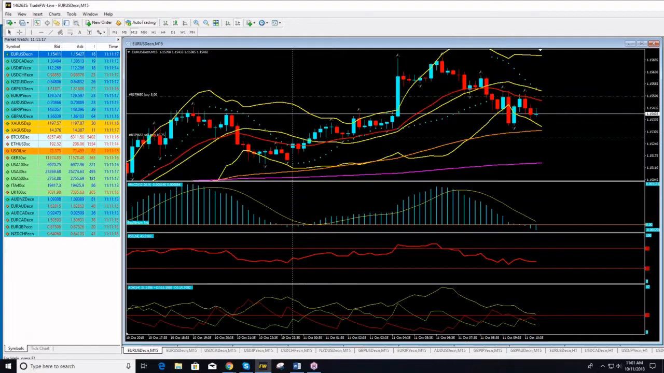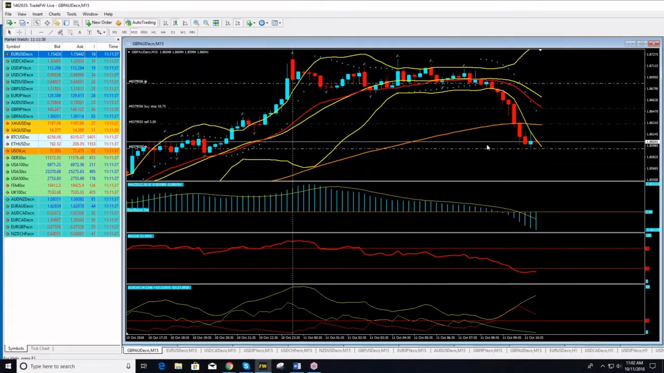Now, for Euro Dollar, bullish price action signals. Bullish setup on the MAs, bearish setup on the parabolic, bearish MACD, bearish RSI, neutral ADX. So you see another pair where we don't have confirmation. Pound Aussie. I'm short on Pound Aussie.